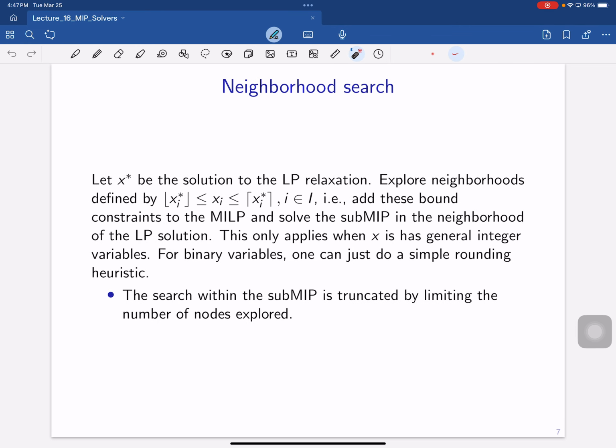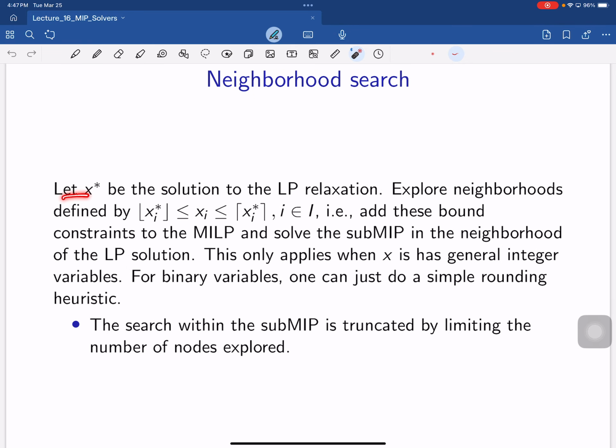A simple heuristic is called neighborhood search. This heuristic only applies to general integer variables, meaning that if you have some integer variable between 0 and 10, this type of method will apply. But if you have a pure binary variable, this method will not apply. You will see that in a second.